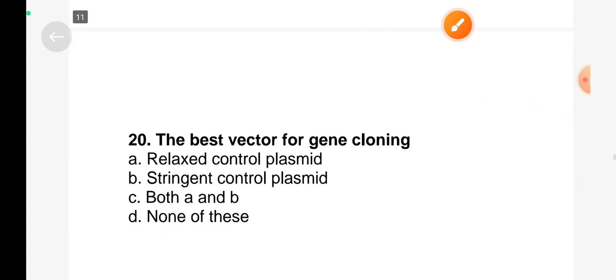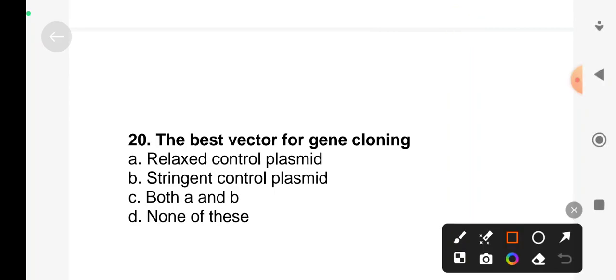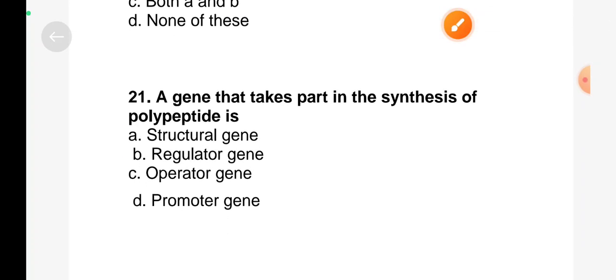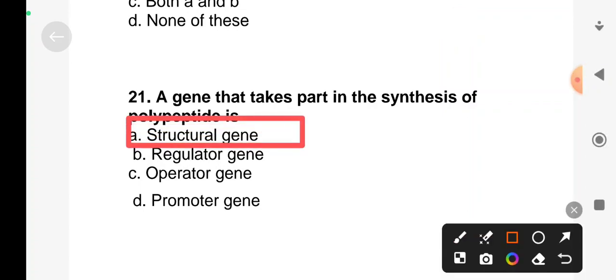The best vector for gene cloning: option A, relaxed control plasmids; option B, stringent control plasmids; option C, both A and B; option D, none of these. Correct answer is option A. The best vector for gene cloning is relaxed control plasmid. Next question. A gene that takes part in the synthesis of polypeptide is: option A, structural gene; option B, regulator gene; option C, operator gene; option D, promoter gene. Correct answer is option A, structural gene.